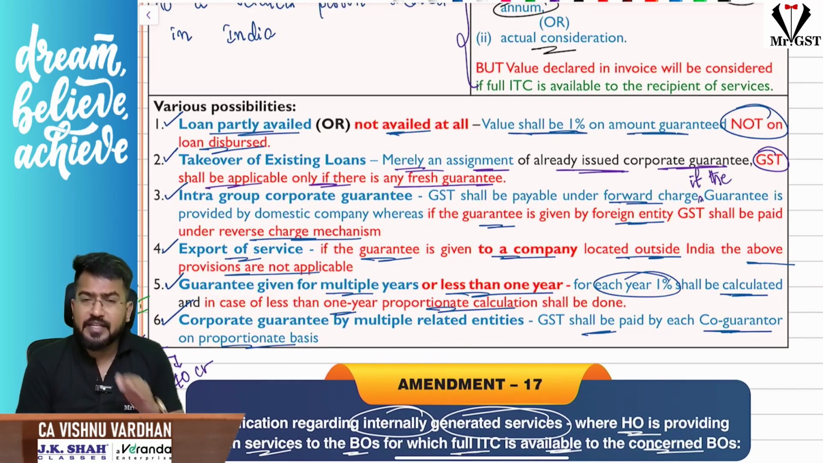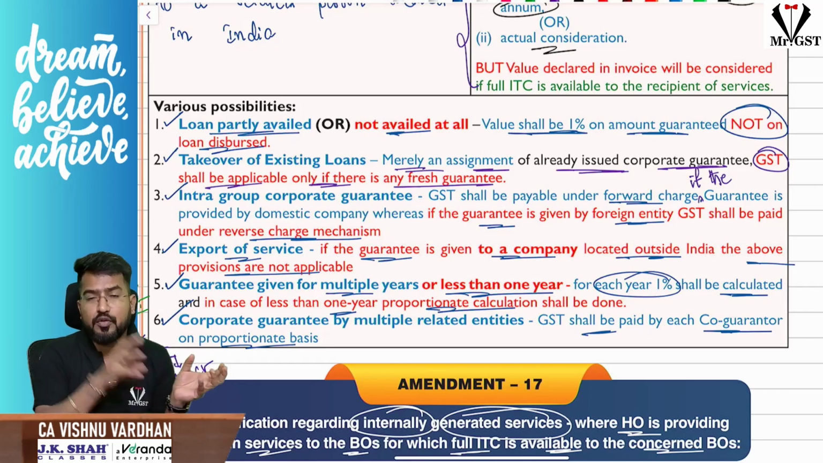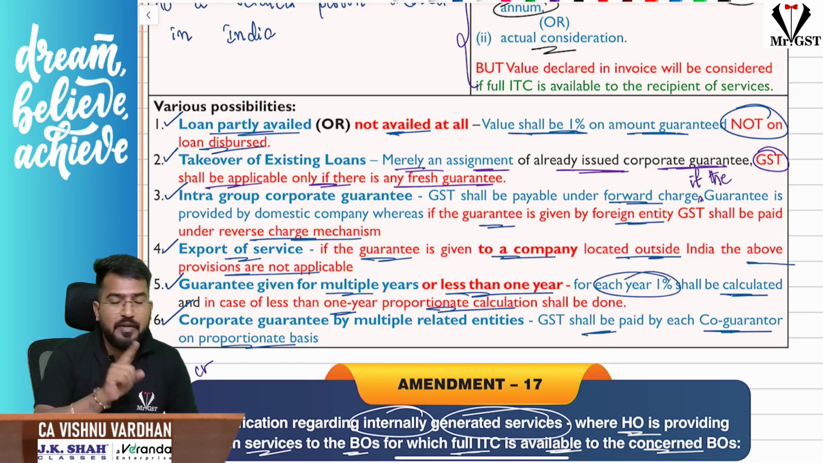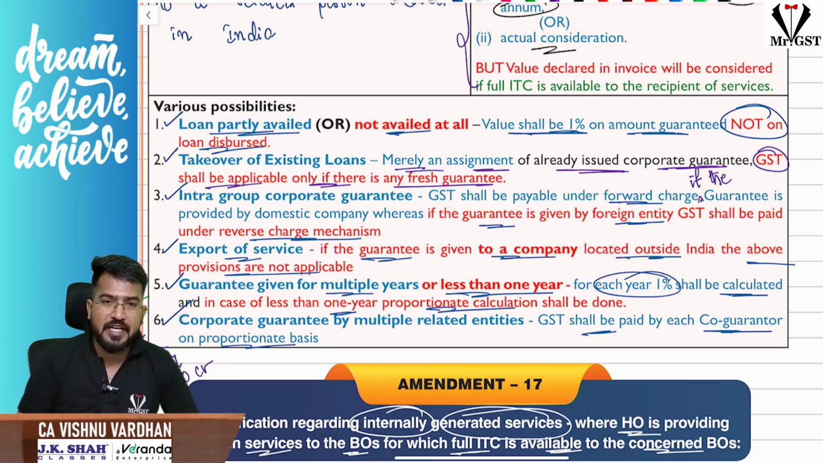Next, sir, in case of takeover of existing loans, for example, the company has taken a loan from HDFC Bank. Now this has been taken over by ICICI Bank, so for ICICI Bank I am giving the guarantee now. Please understand, when there is taking over of existing loans, GST applicability will not come into picture, because there is no fresh loan, or technically speaking, no fresh guarantee. This is the second possibility.